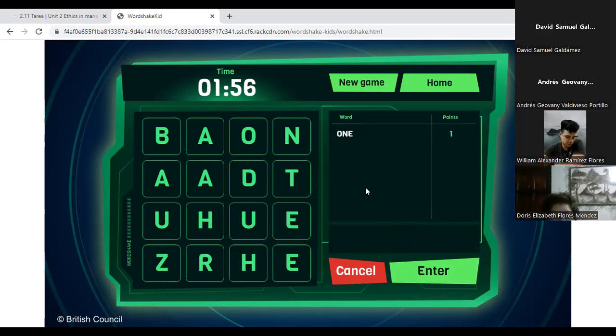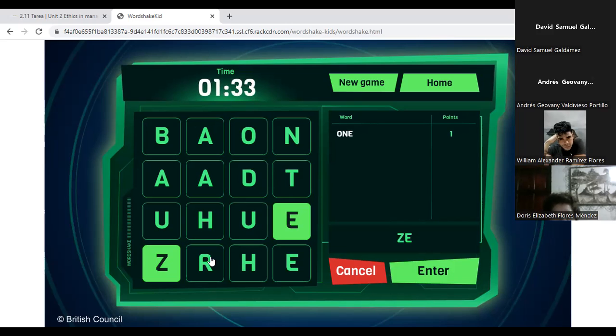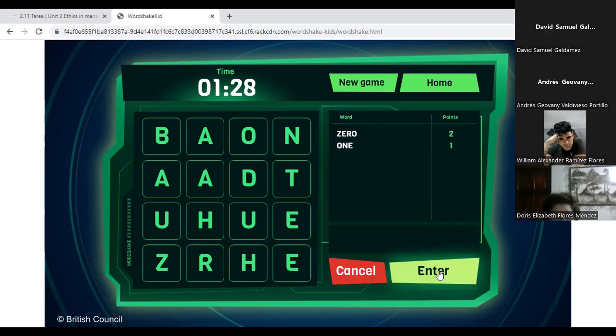So at the end, I need you to find as many words as possible. The longer the word, you get extra points. For example, what other word can we see? Let me see. Heart. D-R-O. There we go.